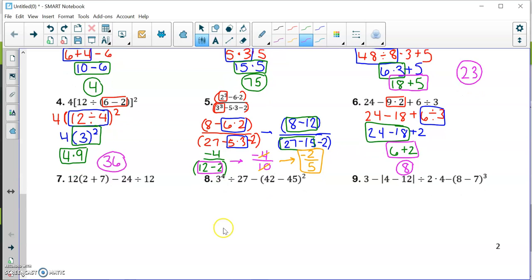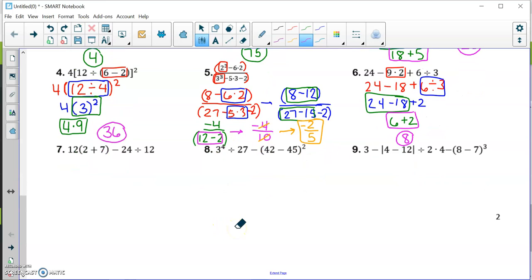All right. Moving on to number 7, we're going to do our parentheses first. 2 plus a 7. I'm going to drop those parentheses because there's no exponent on the outside. It's a 12 times a 9, and then minus a 24 divided by 12. Starting over from the beginning, I'm now going to do the 12 times the 9 to get a 108, minus 24 divided by 12.